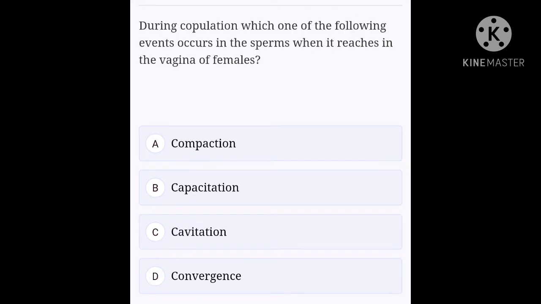Next question. During copulation, which one of the following events occurs in sperms when they enter the vagina of females? Option A compaction, option B capacitation, option C cavitation, option D convergence. Very important question, and the correct answer for this question is B, capacitation.